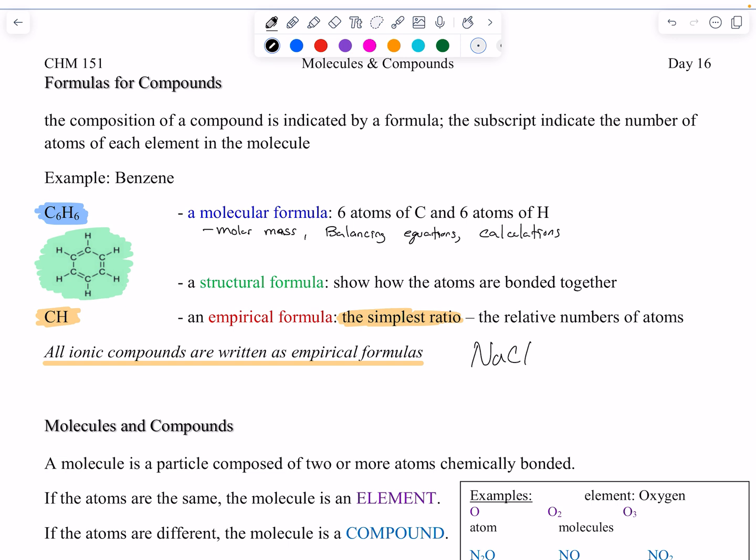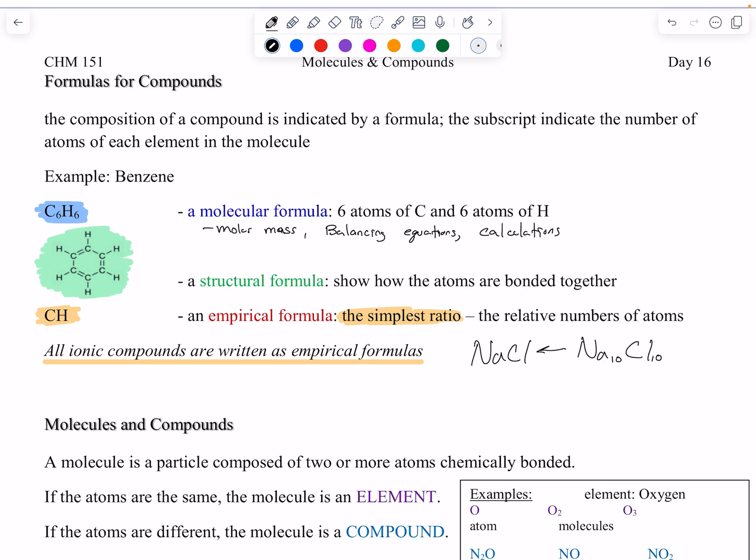NaCl, basic ionic compound. Is Na10Cl10 wrong? Absolutely not. That's the right ratio. It looks weird because it is. All right. Okay, we're not going to do that. You always reduce to NaCl for ionic compounds. However, you can't do that here.